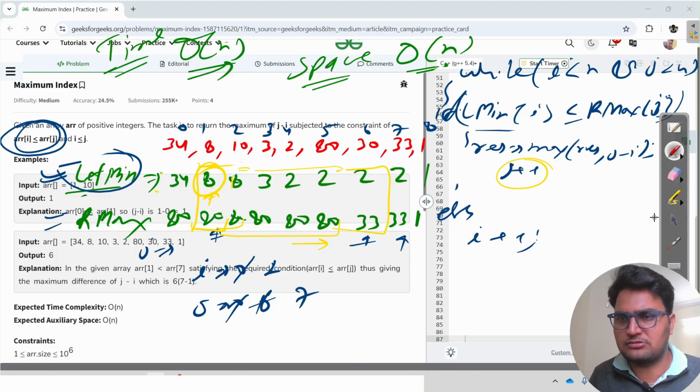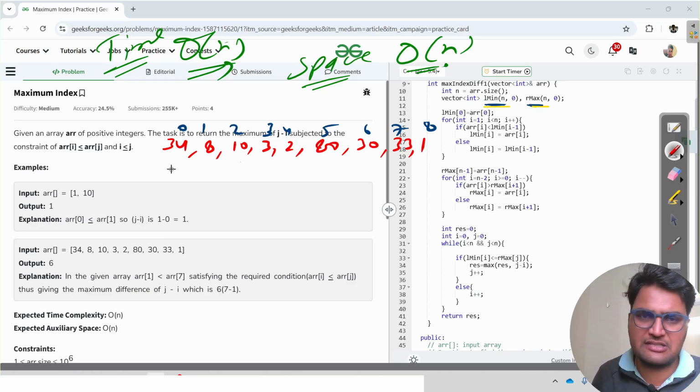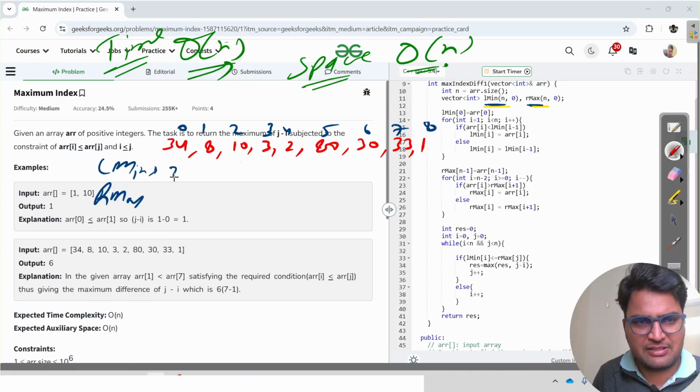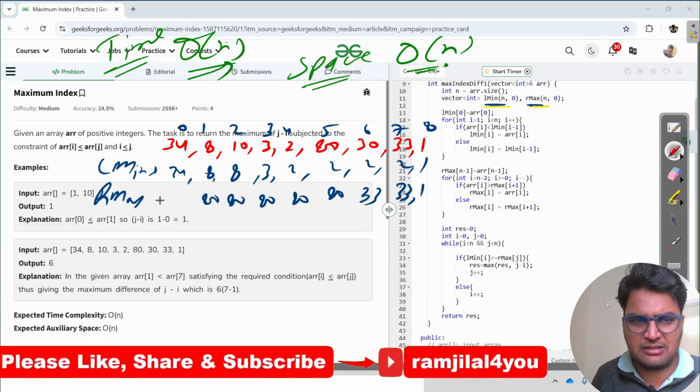So let me take you through the C++ code. I have added the C++ code for this algorithm, whatever we have discussed. Here I am taking left min and right max, two arrays of n size. That is what we have calculated here. For example, left min is 34 to 1, and right max is 1, 33, 80, 80, 80 and 80.